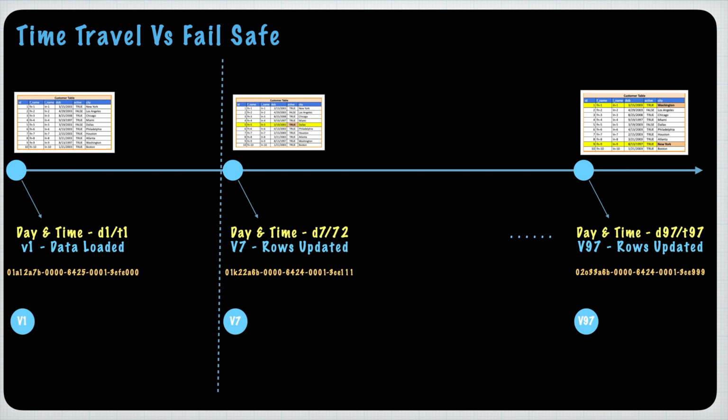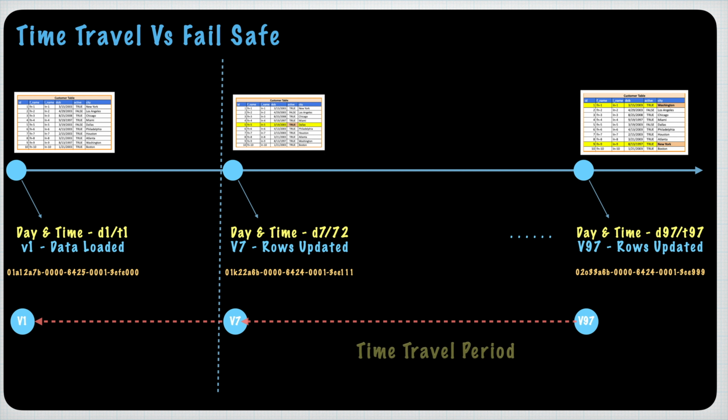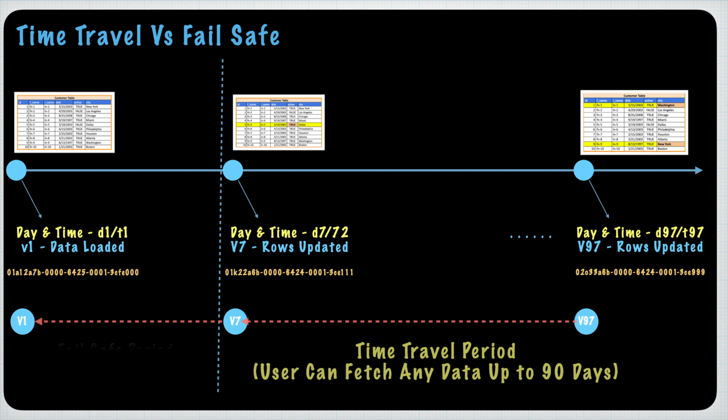A Snowflake user can access the data for this period, and once this period is over, the data goes to the failsafe storage layer, which is fixed at 7 days for a permanent table and 0 days for transient and temporary tables. If you have to extract data from the failsafe storage layer, you have to contact the Snowflake support team, and there is no way that you can use extended SQL or any other mechanism to extract it.